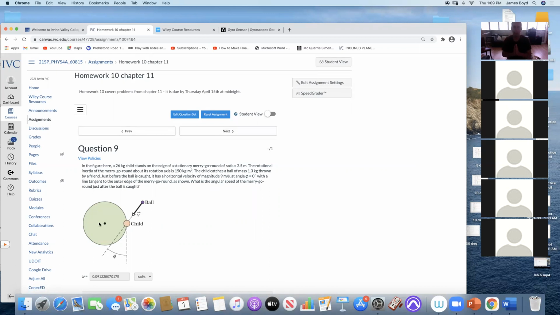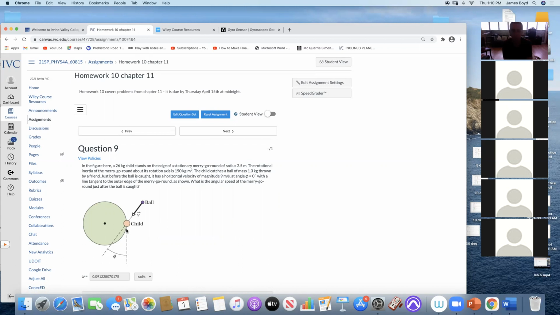This problem is horrible. So since you're all still here, this will at least save me a little bit of time. Ignore this. What they're saying is that the ball is traveling at 9 meters per second at an angle of 0. And then they give you this weird angle. So what they're saying is you're on a merry-go-round and someone throws a ball to you and the ball travels straight to you. It doesn't travel at this weird, stupid angle. So what you need to do is treat it as a collision with angular momentum. Find the angular momentum before the collision and the angular momentum after the collision, and it's not too hard for that.